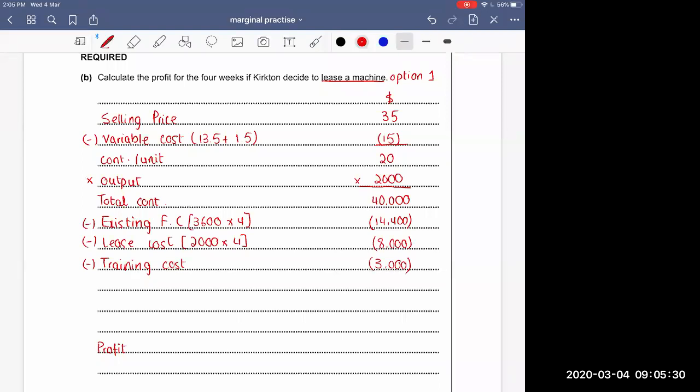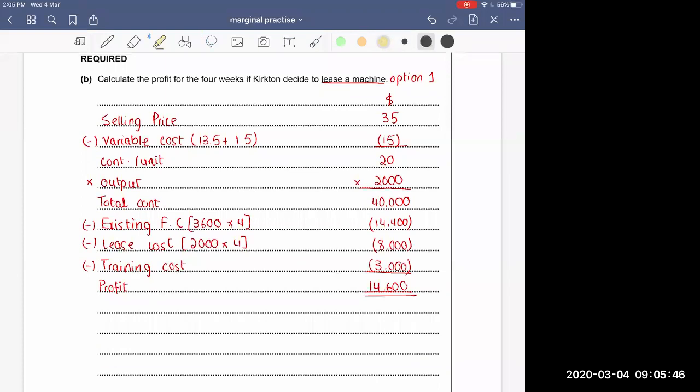So if we deduct from our total contribution, 40,000 minus existing fixed cost of 14,400, minus rental cost of 8,000, minus training cost of 3,000, our profit would be 14,600. Our profit is going to be 14,600.